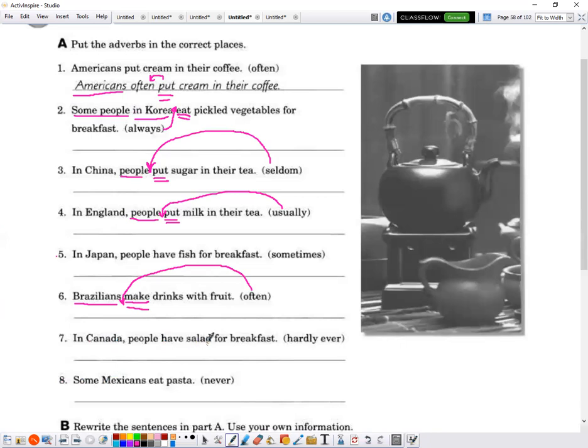In Canada, people have salad for breakfast. What's the subject? What's the verb? What about hardly ever? Before have. Okay. Some Mexicans eat pasta. Use ever. Some Mexicans, that's the subject. What's the verb? What about never? Before eat. Now let's come to sometimes.